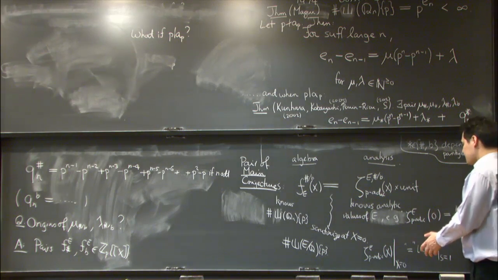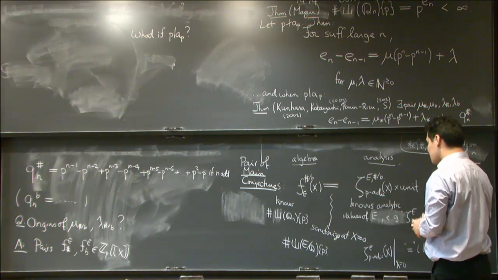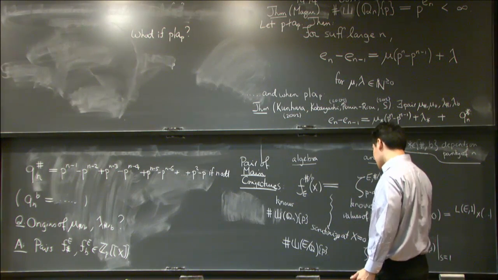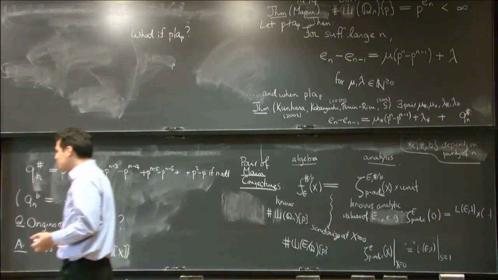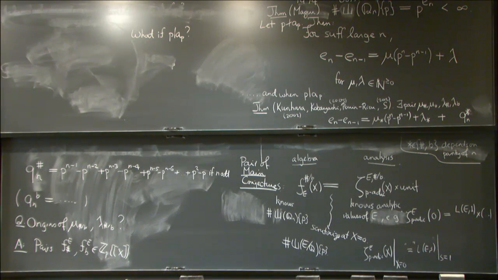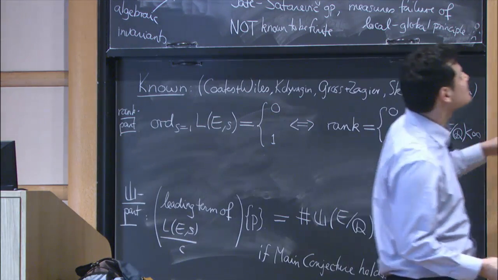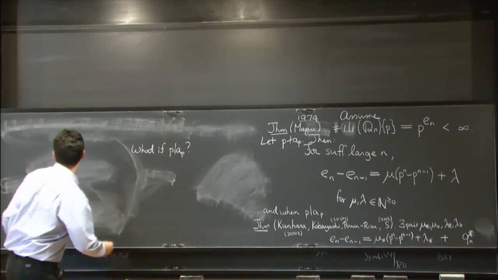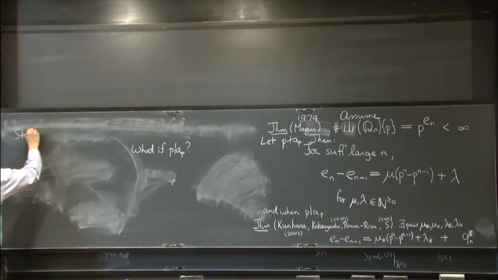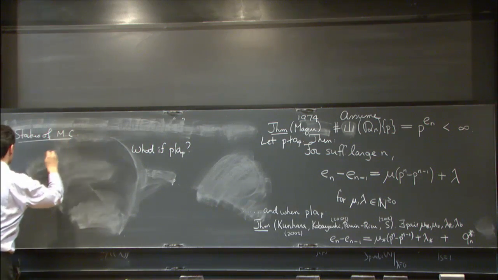And again, the same stream of ideas holds. If you scrutinize what happens at X equal to 0, then this should tell us what's going on with BSD. So we can conclude something like this. Maybe I should write down what the status of the main conjecture is. So the main conjecture holds.